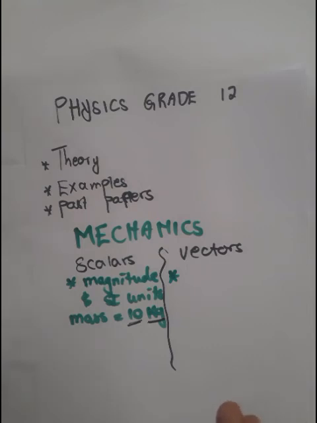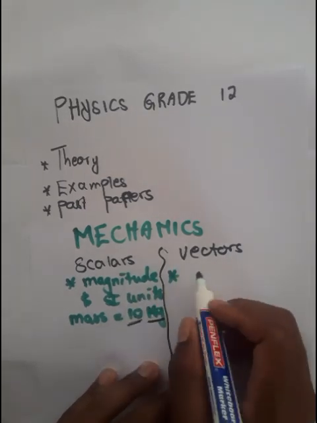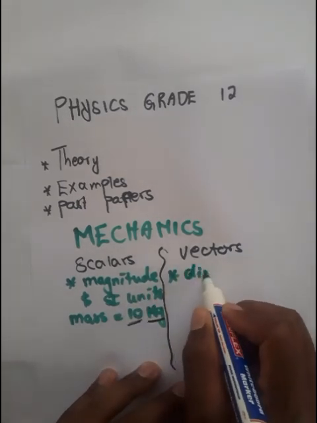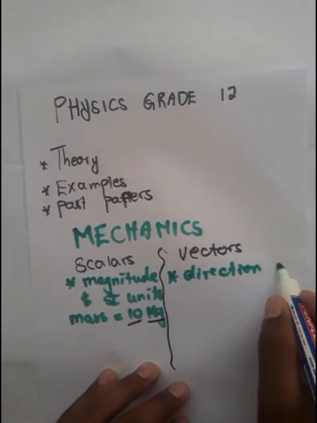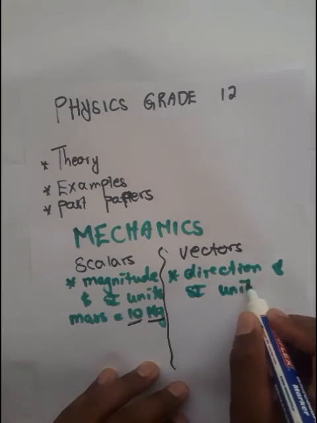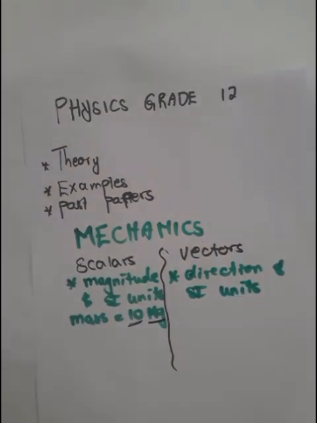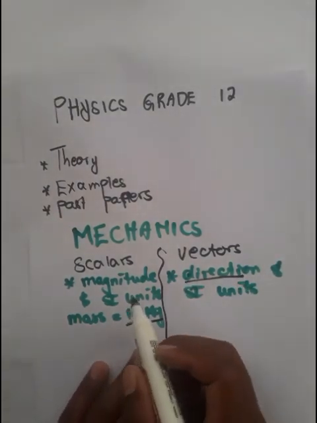These things are not the same, because with a vector we're talking about a physical quantity that has a magnitude, direction, and SI unit. So it has a magnitude, that's the first thing, and direction, and also SI units. That's a vector. The difference between the two is that this one has a direction while the scalar doesn't have a direction.